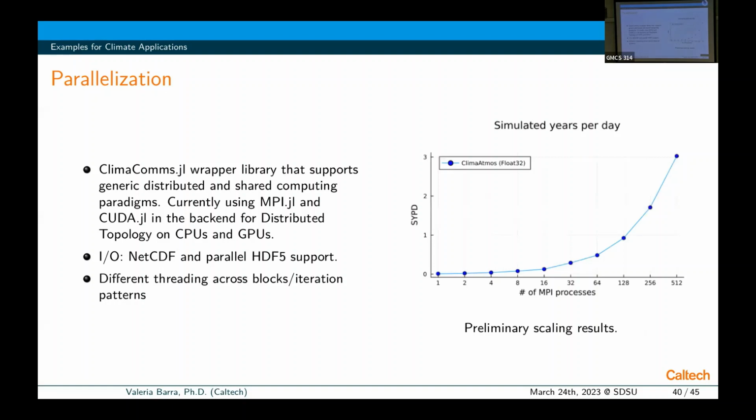These are very preliminary scaling results. In the climate community, they like to measure things in terms of simulated years per day. And this is how much we get up to 512 cores. So right now we get a little over 3 simulated years per day at the target resolution that we're interested in.